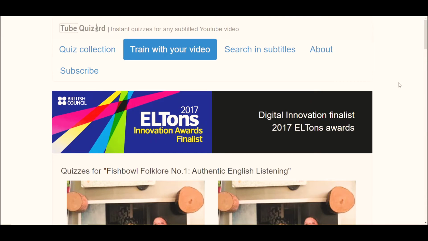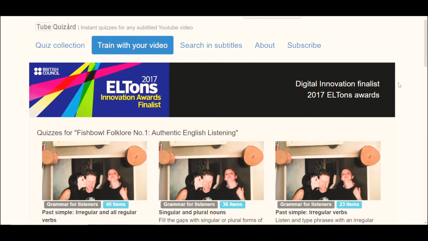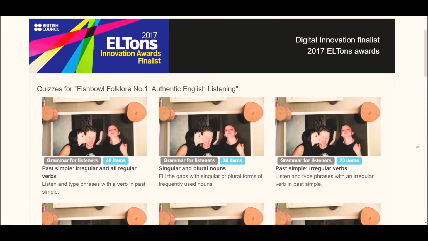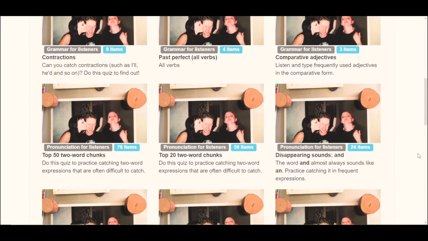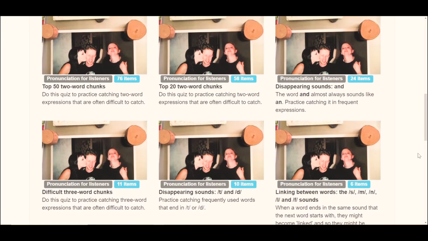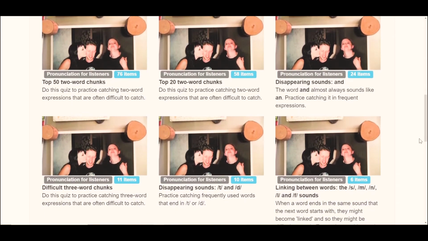If we scroll down, you'll see the pronunciation for listeners type provides great practice in decoding. It looks at things like high-frequency word clusters or chunks, disappearing sounds, and linking between words. Let's focus on the difficult three-word chunks and practice our decoding skills together. This type of quiz gives students practice in decoding difficult-to-catch chunks.